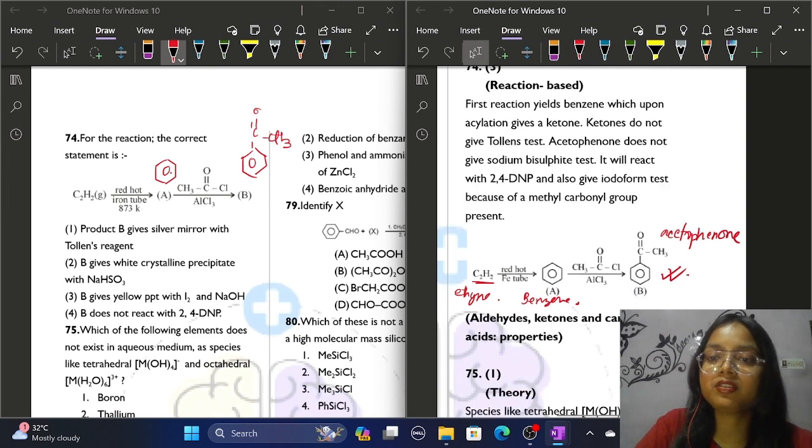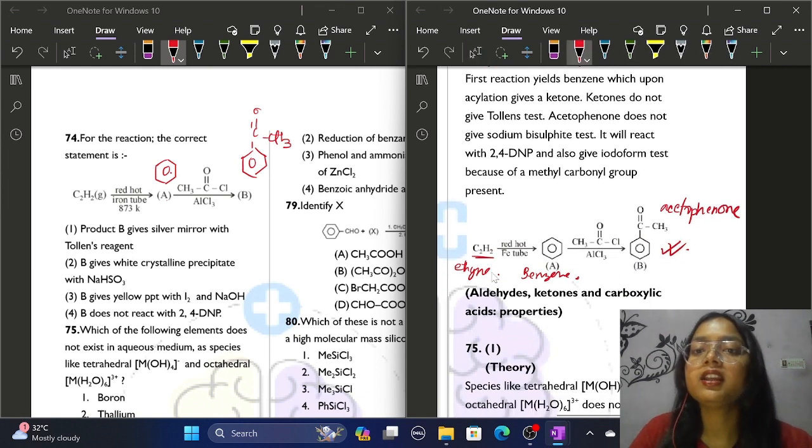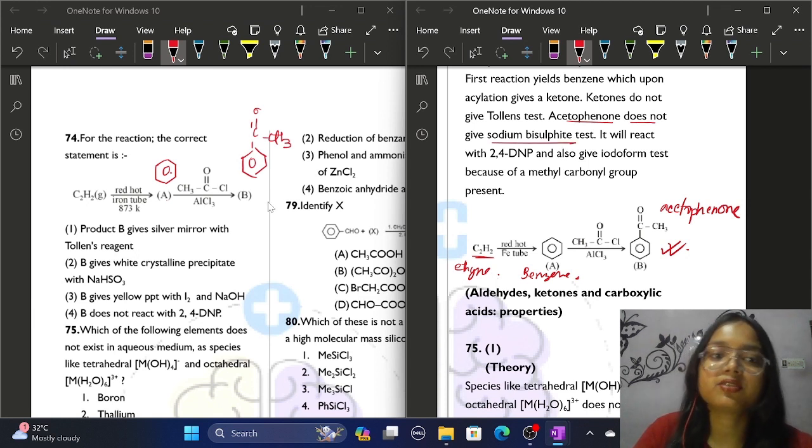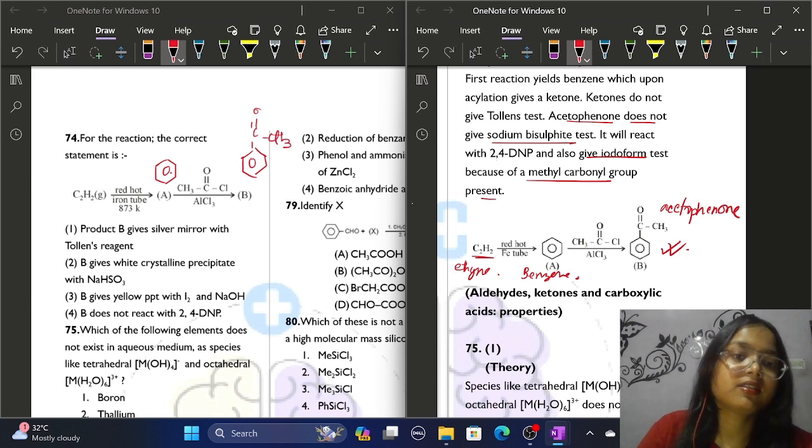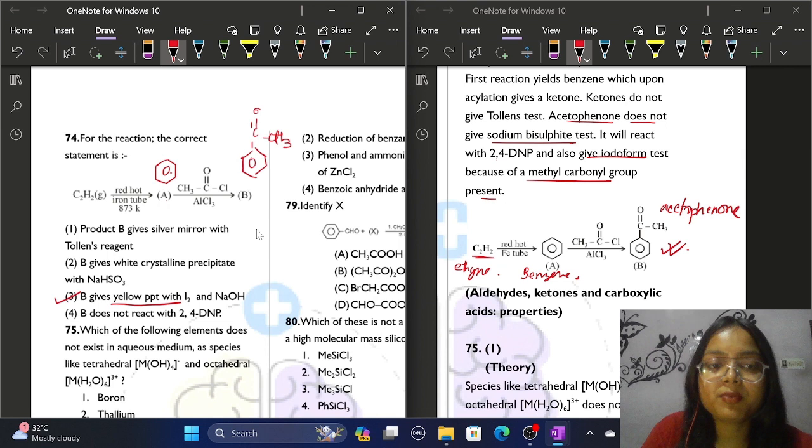Acetophenone does not give the sodium bisulfite test. It will react with 2,4-DNP and give the iodoform test because of the methyl carbonyl group. So what will be the correct option? Option 3. It will give a yellow precipitate with iodine and NaOH. This will be the correct option.